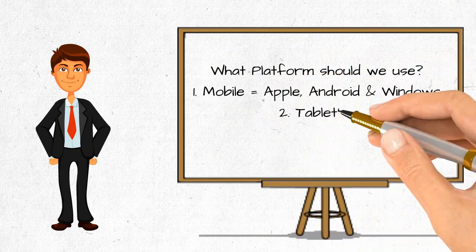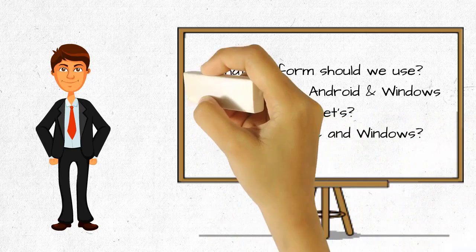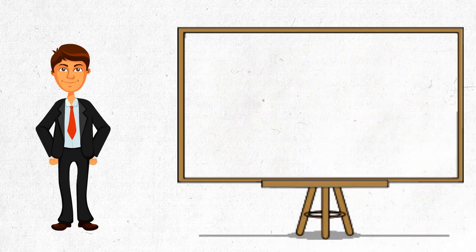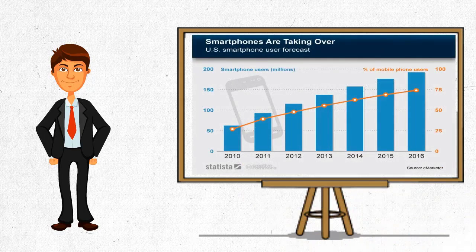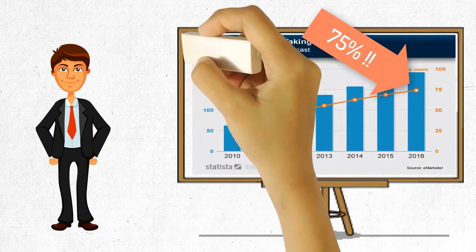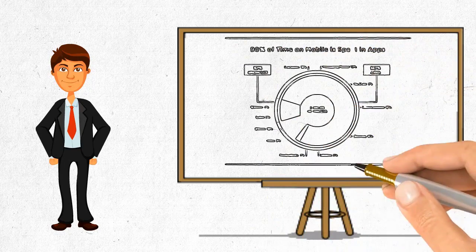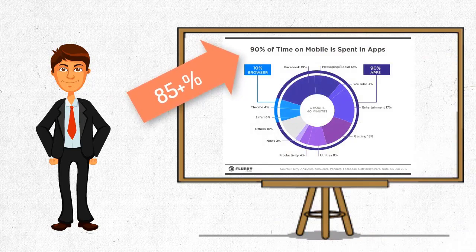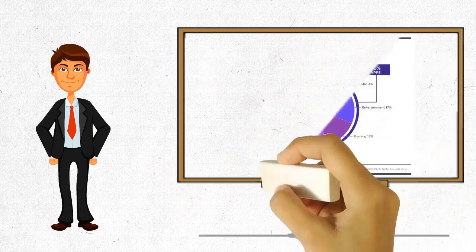Well, if it's going to be electronic, what platform should we use? Do we use mobile, such as Apple, Android, and Windows? What about tablets, or even PCs, like Mac and Windows? Well, Josh went out and did some research. He found out that currently, over 75% of all internet access is done on mobile devices. And of that internet access that's done on mobile devices, between 85 and 90% are actually what they call app impressions, not web impressions, such as done from a browser like Chrome or Safari.